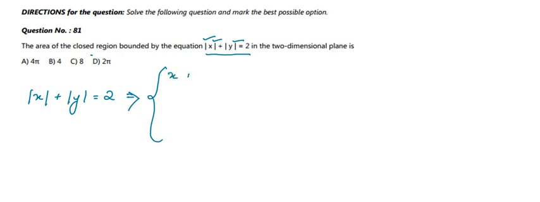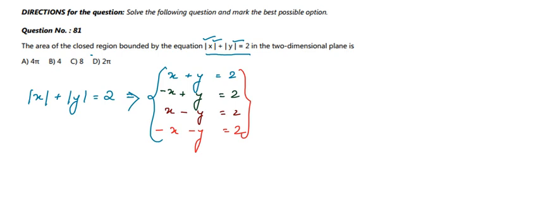When x and y both are positive, since we have mod, x and y both can have positive and negative values, so taking them, x and y both are positive here. When x is negative and y is positive, equal to 2. When x is positive but y is negative, equal to 2. And when we have both x and y negative, so these are our four different equations. So let us plot them in a graph.